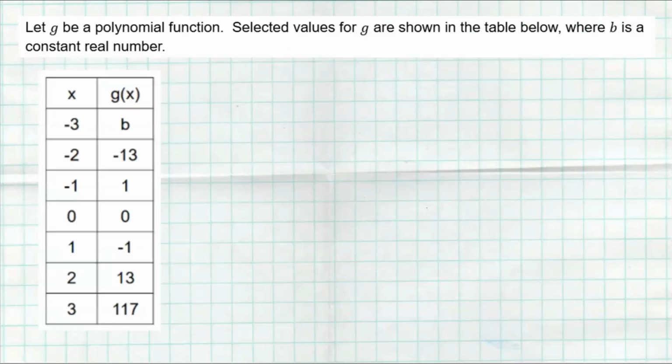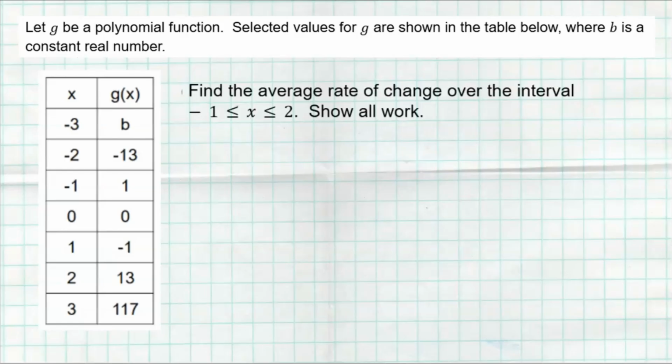In this next problem, we are given a table of values for function g, which is also said to be a polynomial function. Now notice that select values are given, but one is missing. At -3, we do not know the output. It's just listed as b, but we do know that b is a constant real number. All right, so let's take a look at the questions.